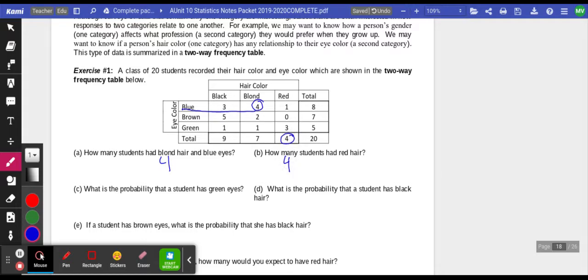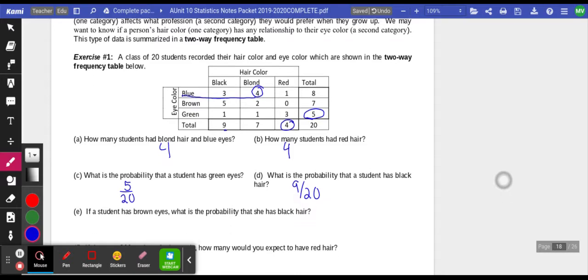What is the probability that a student has green eyes? So again, we're just looking at green total, and it's out of 20. So 5 out of 20. What's the probability a student has black hair? So again, there we're only looking at the hair, so that's 9 out of 20.